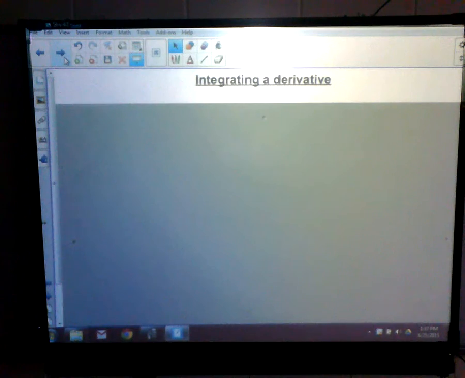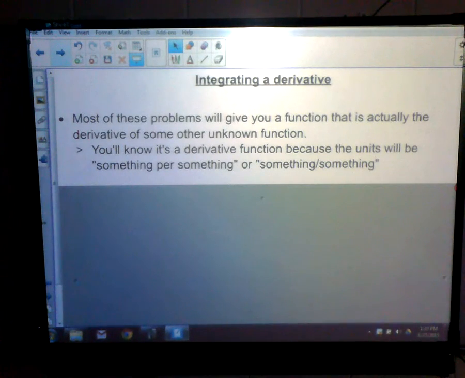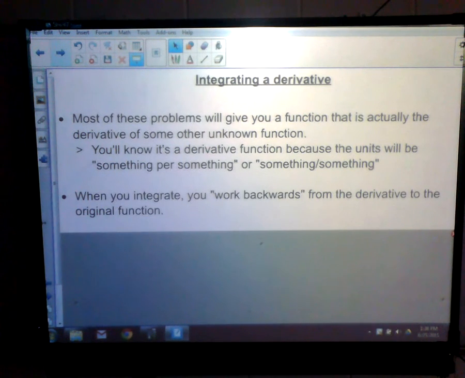How do I integrate a derivative? Well, most of these problems will be a derivative. You'll know it's a derivative because the units will be something per something, or something over something, like miles per hour, or inches per minute, or people per day, or something. It'll be a rate. When you integrate, you work backwards from the derivative.